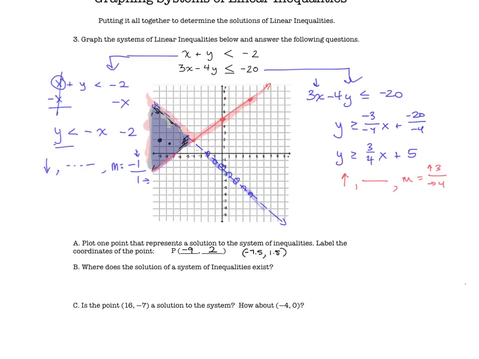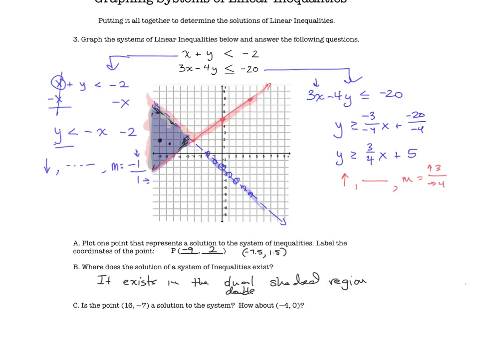So where does the solution of the system of inequalities exist? It exists in the dual shaded region. The double shaded region, if you want a different word. It's the dual shaded region, the double shaded region.